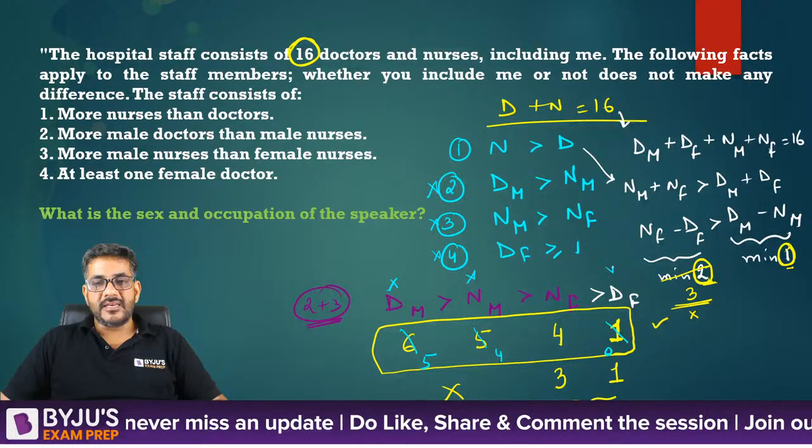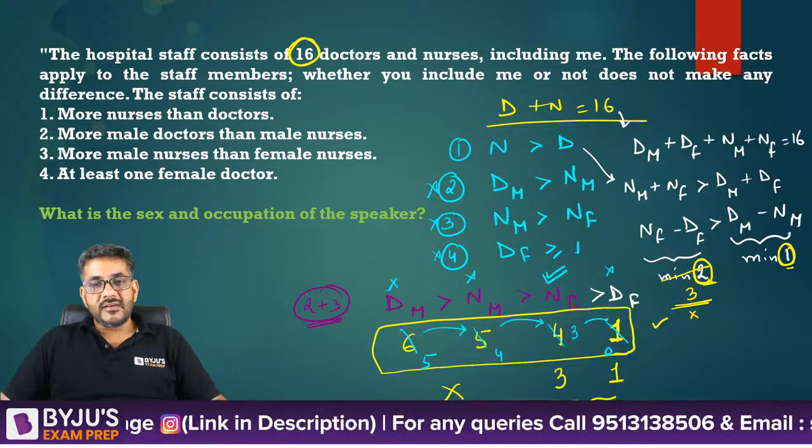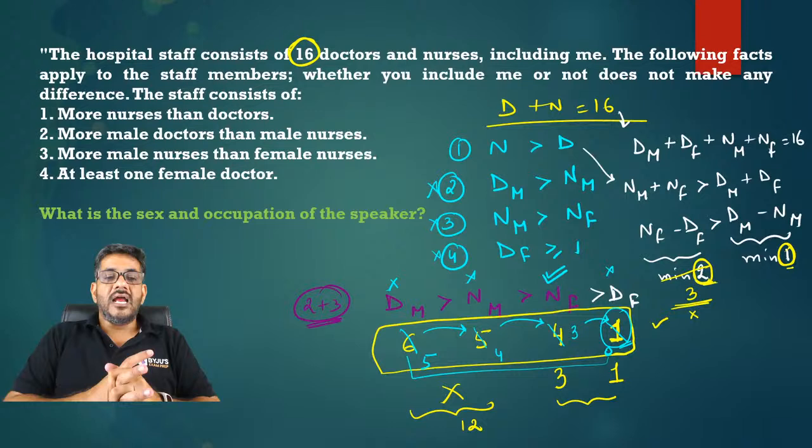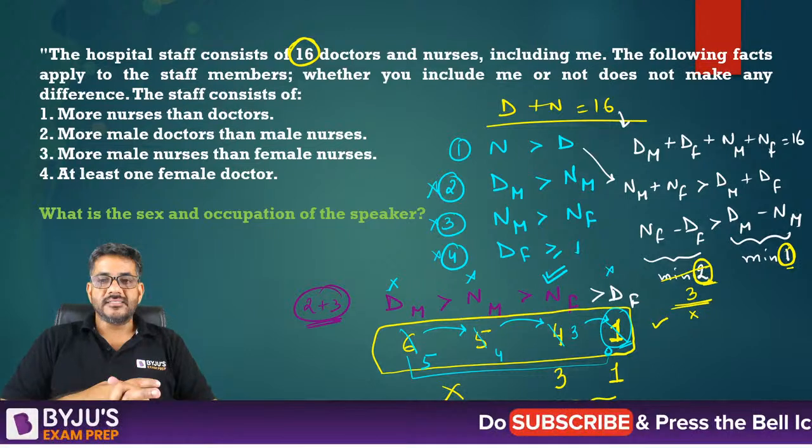ध्यान से देखिए, male doctors are more than male nurses are more than female nurses are more than female doctors are greater than equal to 1, and total number of nurses are 8, total number of doctors are 7. Everything is still satisfied. Therefore, the person is a female nurse, and that is the answer for our question. That is the answer.